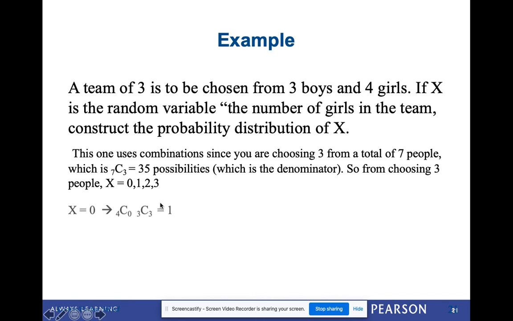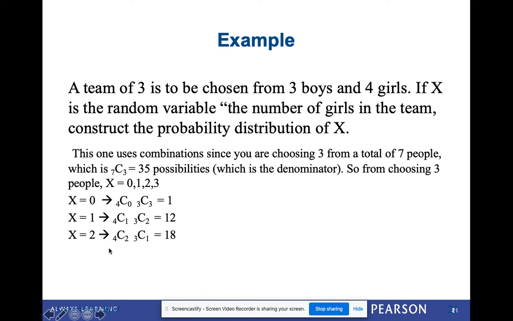So for 0 girls, which means from the 4 girls, you're going to pick nothing. And from the 3 boys, you're going to pick them all. If I use the combination of this, that's going to be 1. So when x equals 1, from the 4 girls, I'll pick 1. From the 3 boys, I'll pick 2. If I use this combination, I get 12. For x equals 2, there are 4 girls, I'll pick 2, and from 3 boys, I'll pick 1. If I multiply this, that gives me 18. And the last one, that gives me what? 4. So obviously, if I add those numbers, that totals what?